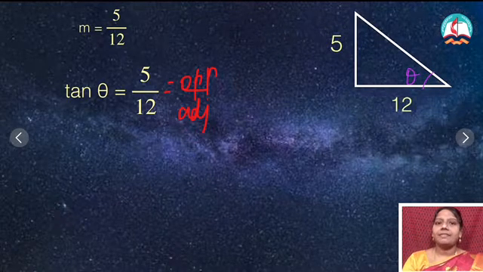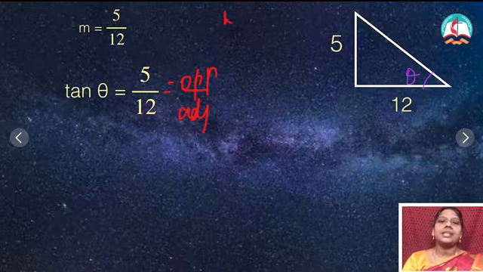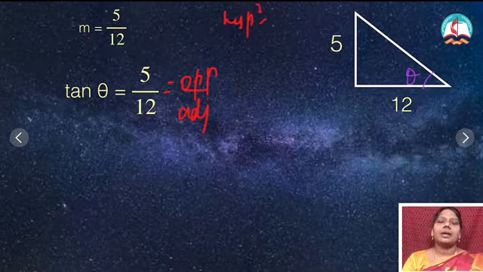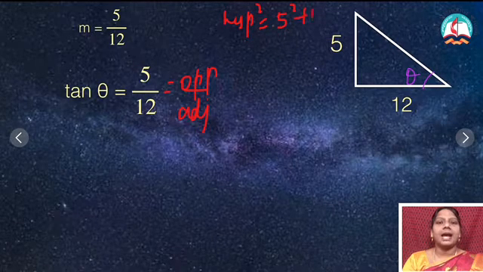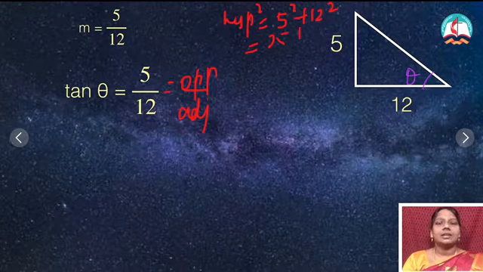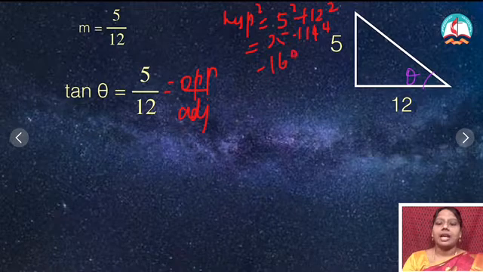How can I find out the hypotenuse? So what is the formula? You know that hypotenuse square is equal to side square plus side square. So I am adding 12 square plus 5 square. It gives me root of 169, that is equal to 13. Therefore, now the value of the hypotenuse is equal to 13.